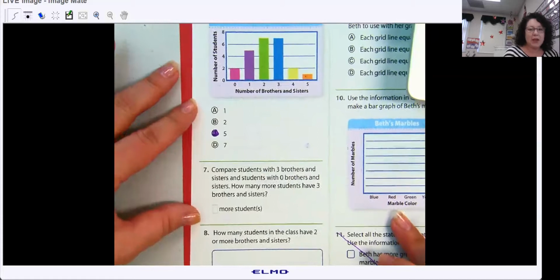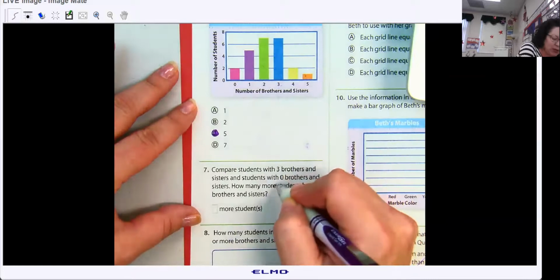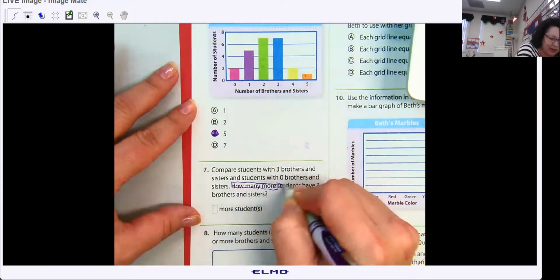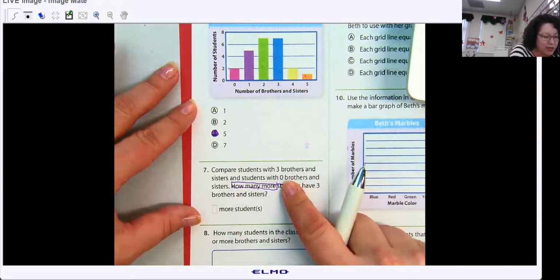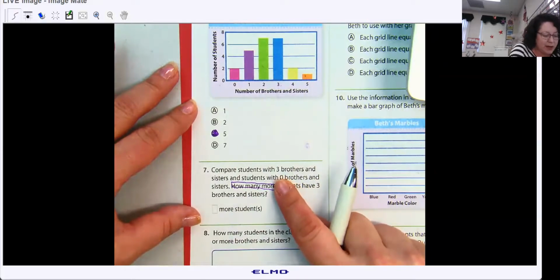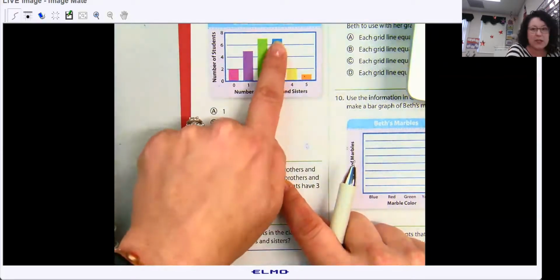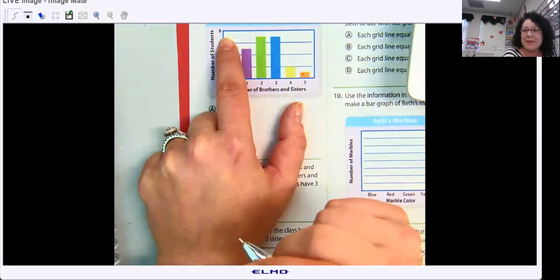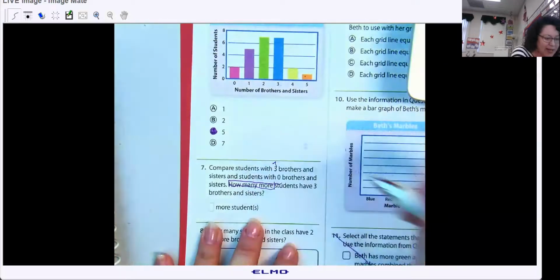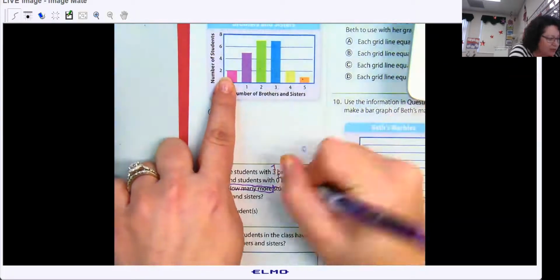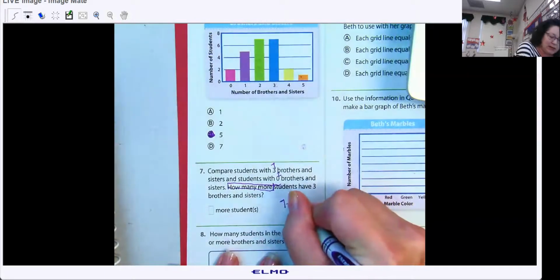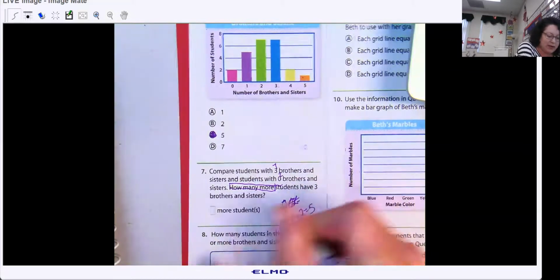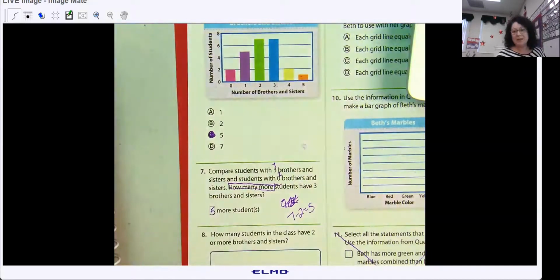Compare students with 3 brothers and sisters and students with 0. How many more? There's our clue. So 3 brothers and sisters, yeah. Compare students with 3 brothers and sisters. There's 3, I go up. It's in the middle. What's in the middle of 6 and 8? 7. And 0 has 2. So how many more? 7 minus 2 equals 5.